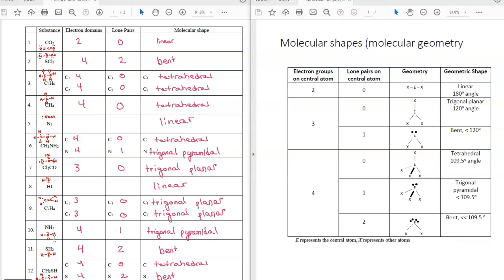Problem 10, ammonia, has a structure with 3 NH bonds and a lone pair of electrons. Following the chart, it has 4 electron domains with 1 lone pair, so it is trigonal pyramidal. Problem 11, SH2, has sulfur in the center. It has 2 SH bonds and 2 lone pairs. This is a total of 4 electron domains. Sulfur has 2 lone pairs, so it is bent.